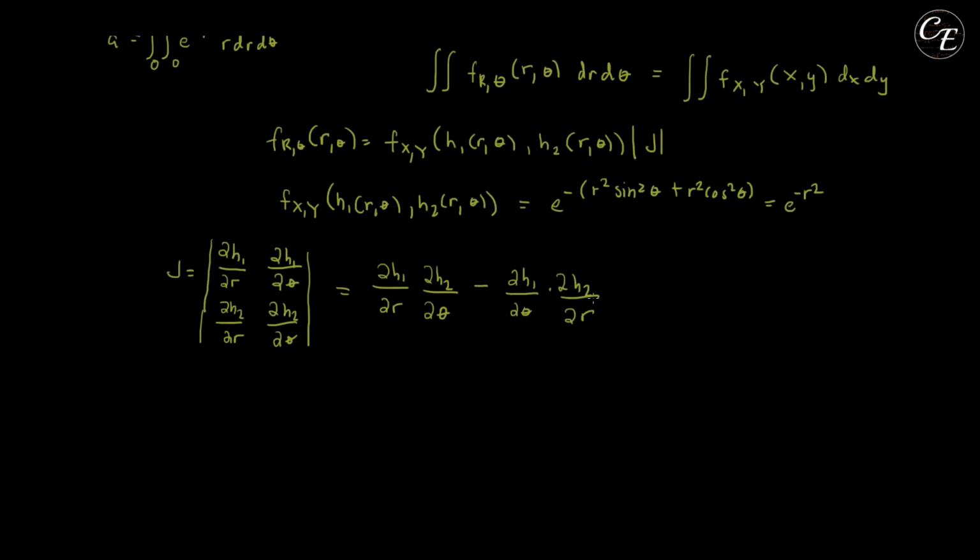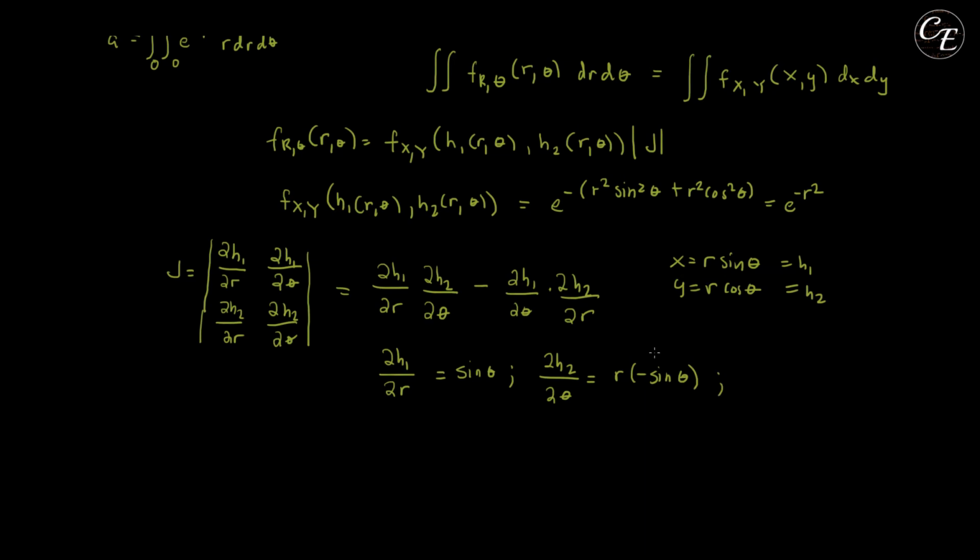Let me rewrite those transformation functions here. x equals r sine theta and y is equal to r cosine theta. Then the partial derivative of h1, this is h1 and this is h2. The partial derivative of h1 with respect to r is, theta will be a constant but r is a variable, so we will have sine theta. The partial derivative of h2 with respect to theta is, theta will be a variable and r is a constant, so we'll have r times negative sine theta.